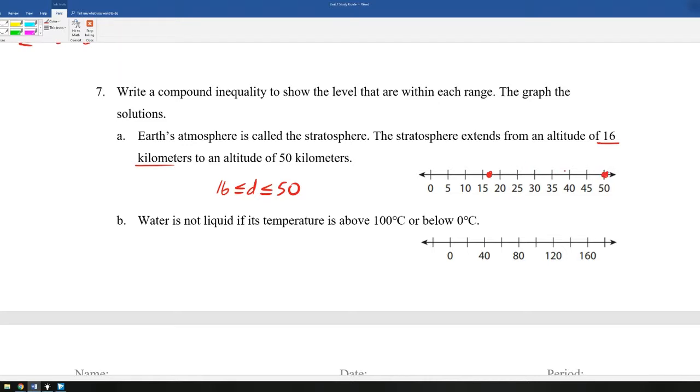And then everything in between is the stratosphere. And beyond that's the nanosphere. All right, here we go. So part B, go ahead and try that for yourself. Water is not liquid if its temperature is above 100 degrees or below. So think about that. It is an or statement. So it's definitely going to be looking like, not like that, sorry.